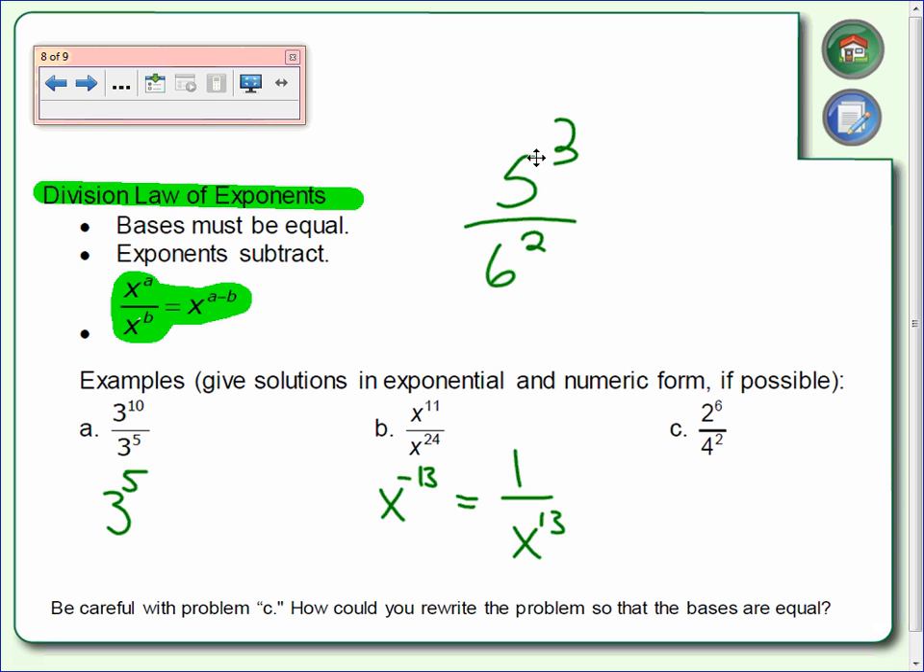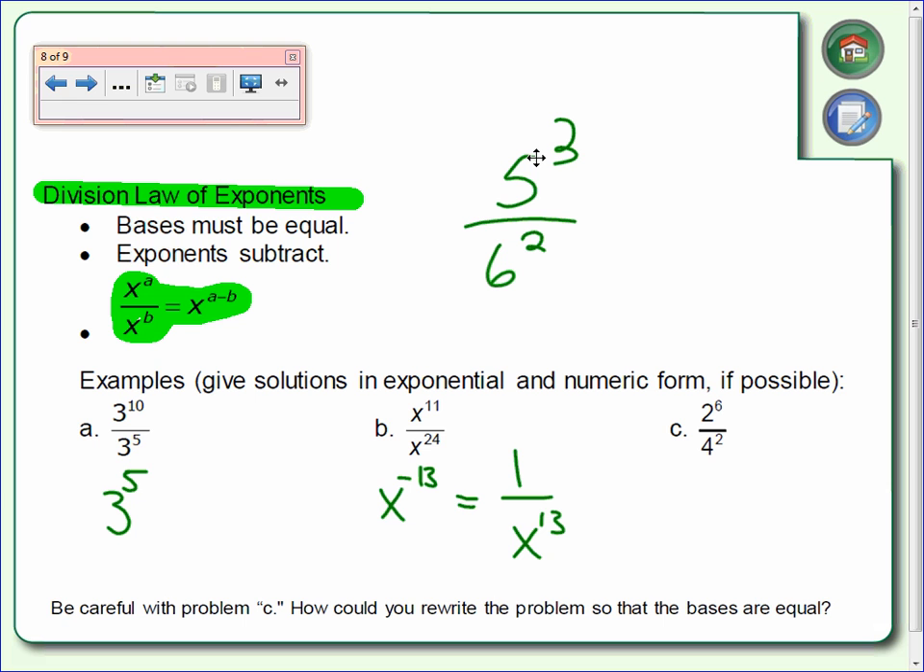All right, now let's go to C. And I think I heard you say something earlier. That one, the bases aren't the same. There you go. We cannot do this one because the bases aren't the same. But notice they give us a little hint down at the bottom. Be careful with problem C. How could we rewrite the problem so that the bases are equal? You're right, the bases aren't the same right now. But there is a way we can fix it so that the bases are the same.